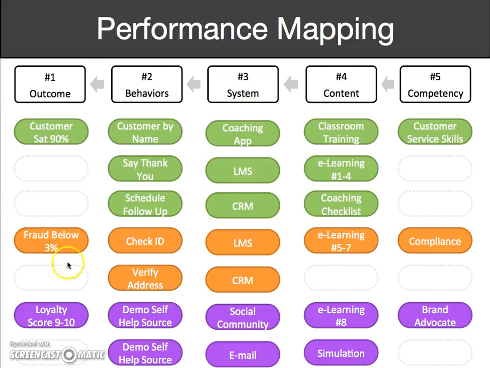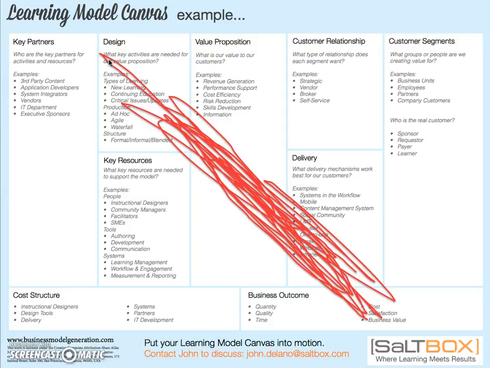And once you have that, you can move on. Say, fraud below 3%. Well, these are the behaviors that I want to see. These are the systems I'm going to see them in. This is the content that we're going to develop to train them on those behaviors. And we have another competency, compliance. Tying performance mapping back to the learning model canvas, you'll see it right here in design, delivery, and business outcomes, using xAPI to tie those 3 key segments together to understand your content and the performance of people.